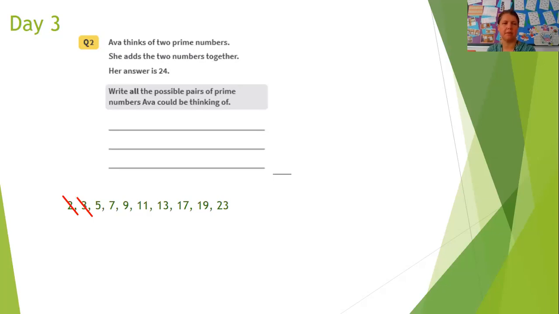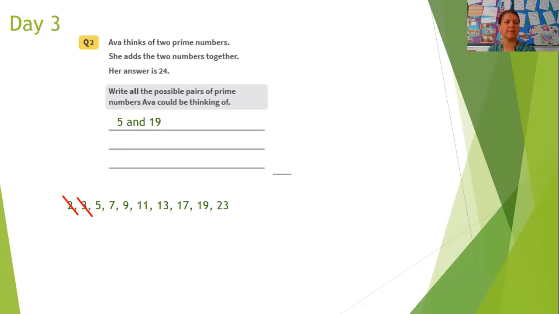5 is a prime number because it only has 1 and itself as factors. What do I add to 5 to make 24? Well, I add 19, and 19 is also a prime number. So my first pair that I'm going to write down are 5 and 19. That's one of the pairs she could be thinking of.